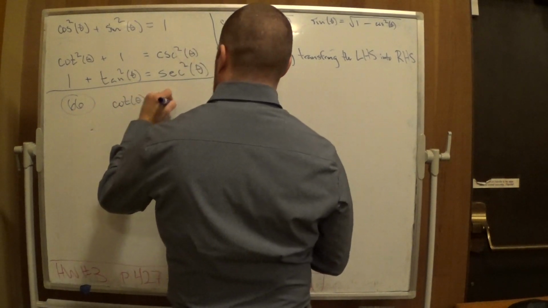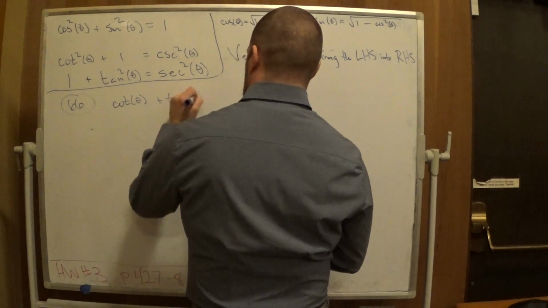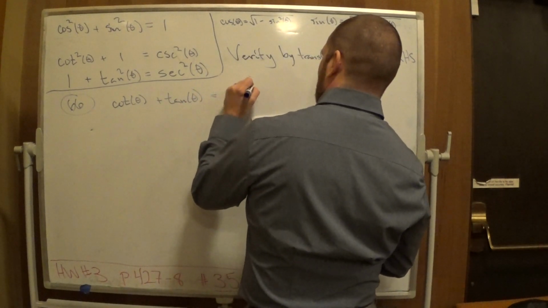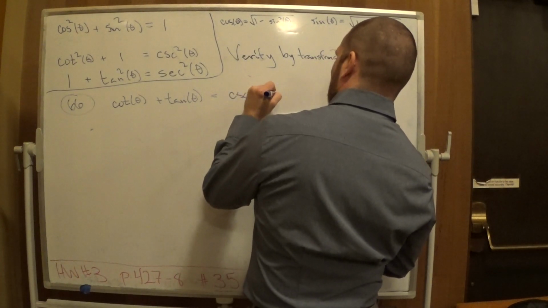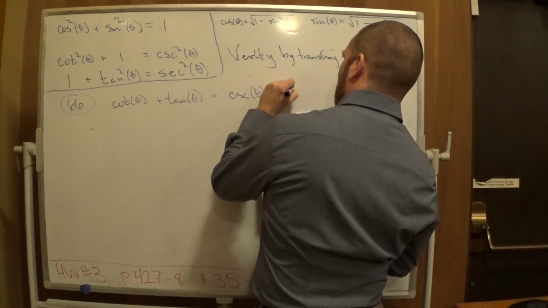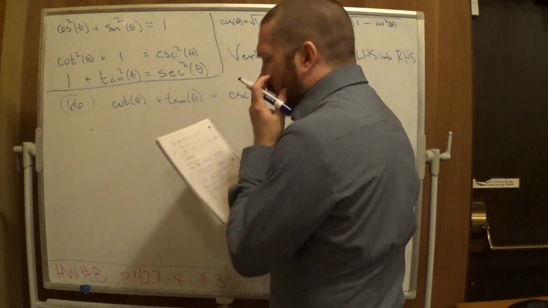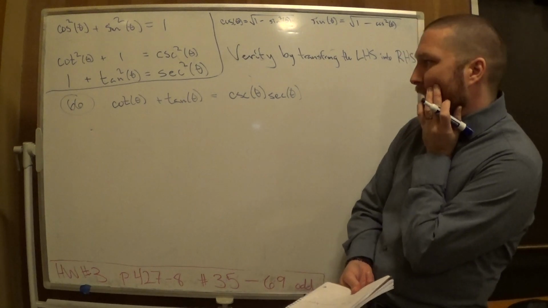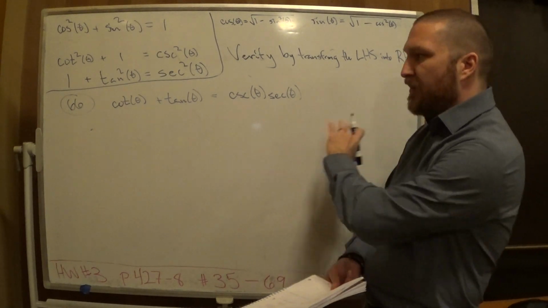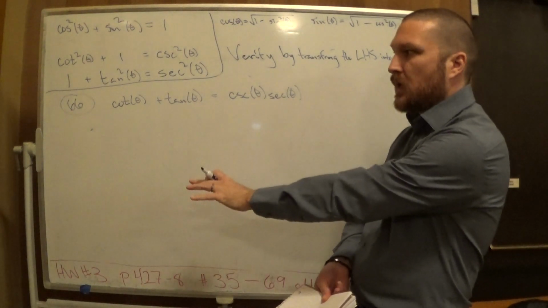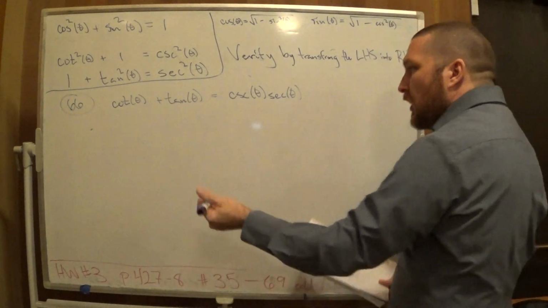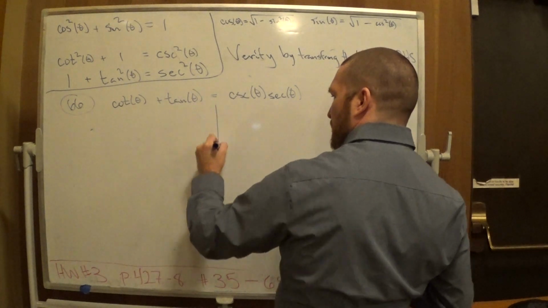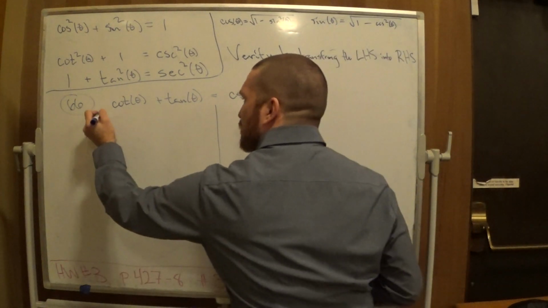Cotangent theta plus tangent theta is equal to cosecant theta secant theta. Now, when I'm doing this, the first thing that I did, I said, I'm just going to turn everybody in here into just sines and cosines. So this is what I would do. Here's my scratch work.